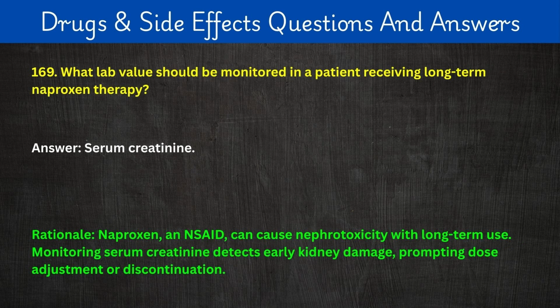169. What lab value should be monitored in a patient receiving long-term naproxen therapy? Answer: serum creatinine. Rationale: naproxen, an NSAID, can cause nephrotoxicity with long-term use. Monitoring serum creatinine detects early kidney damage, prompting dose adjustment or discontinuation.